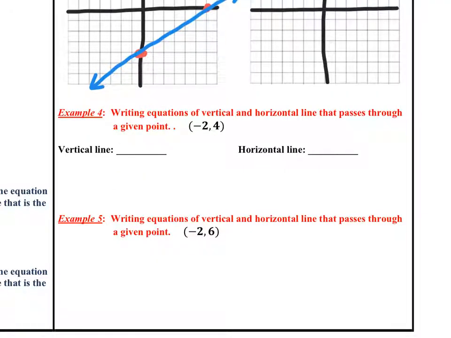Horizontal and vertical lines. If I have the point (-2, 4), a vertical line that goes through that point has to cross the x-axis. So the vertical line through this point would be x equals -2. Tell your neighbor, what's the horizontal line through this point going to be? What equals 4? Y equals 4. Horizontal lines have a slope of 0 and are y equals. Vertical lines have a slope of undefined and are x equals. So I'll have one equation that's x equals and one that's y equals.